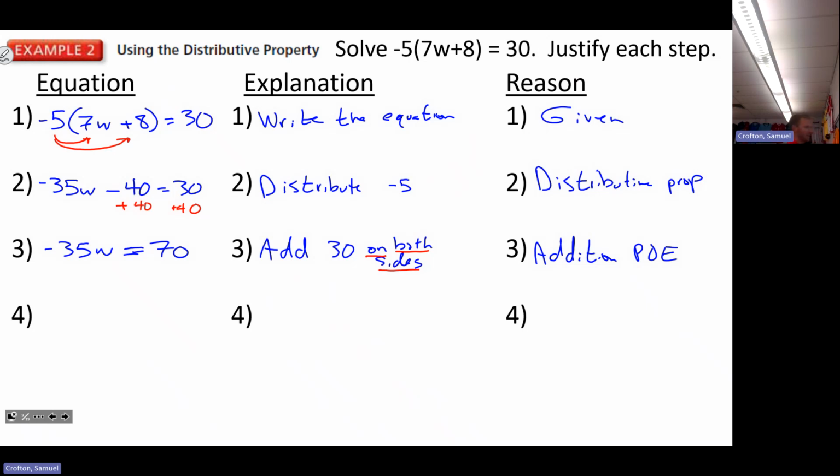Last step, we already know it. We want to divide by -35. And I get my solution, but don't stop there. Write what you did.